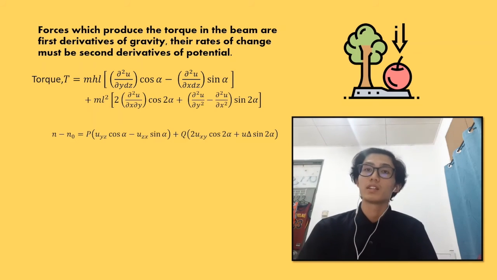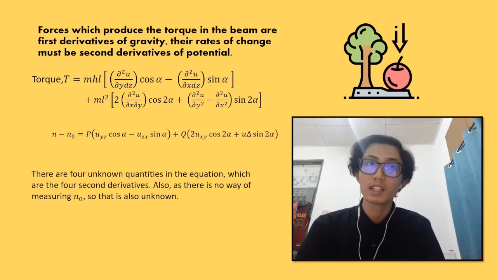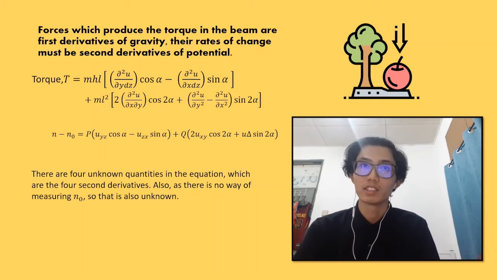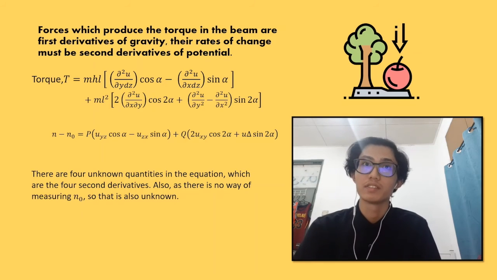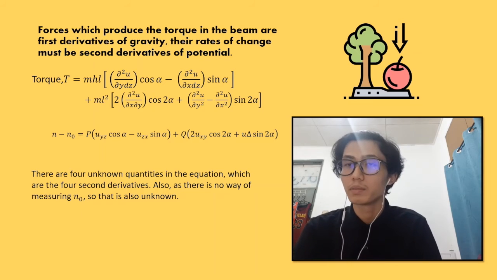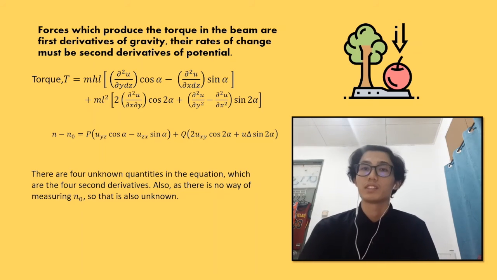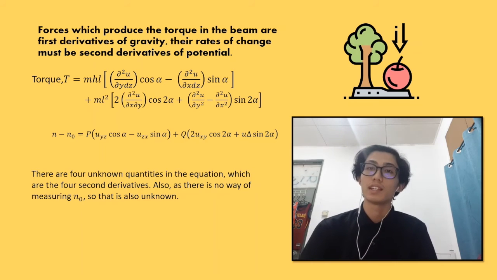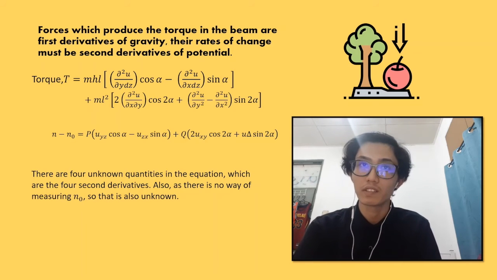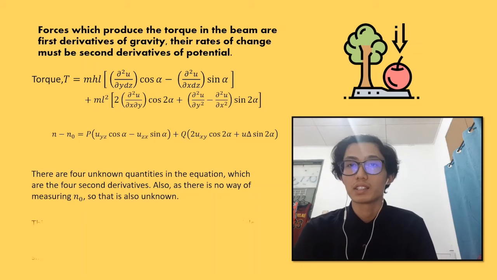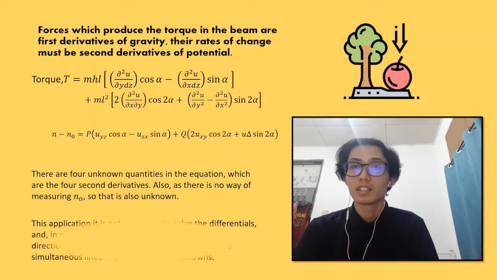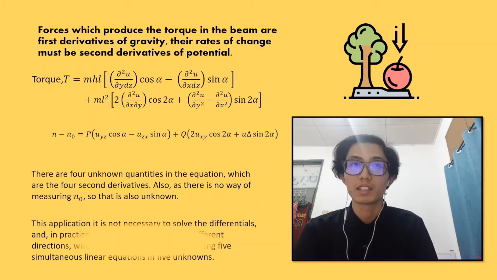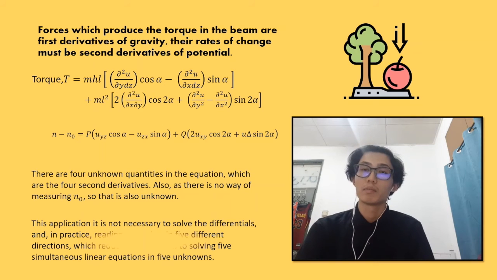So in calculating gravity, we will get four unknowns in the equation, which are the four second derivatives, and there is also no way of measuring n naught because it is also unknown. So in this application, it is not necessary to solve the differential equation, because in practice we will calculate in 5 different directions so that we can solve it by using simultaneous linear equations in 5 unknowns. By doing that, we can calculate the gravity.